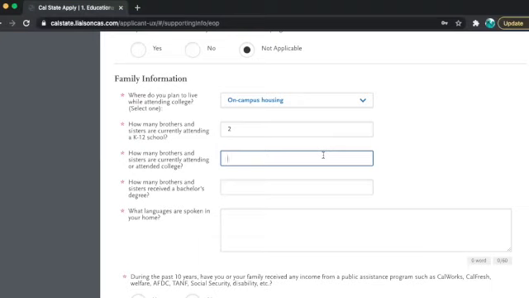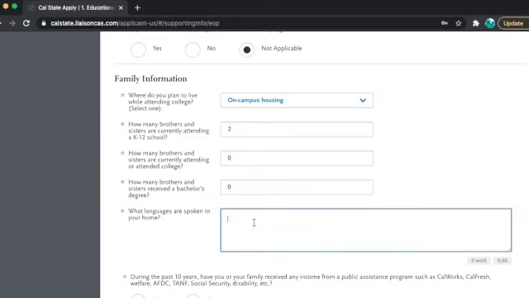So if I have any brothers or sisters that are currently in college, I will type how many there are. Maybe there's 1. Maybe there's 2. Maybe they've graduated already. I'll put that one has attended. But at this point, I'm the oldest, so I'll put 0. And then how many brothers and sisters received a bachelor's degree? I'm the oldest, so I'm going to put 0. But if I have a brother or sister that has already received a bachelor's degree, I'm going to put that answer here.